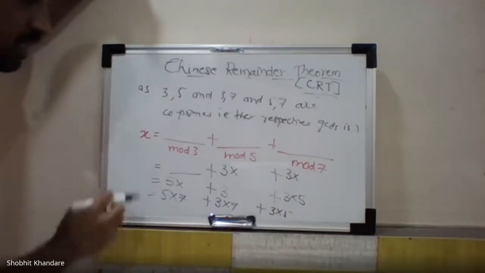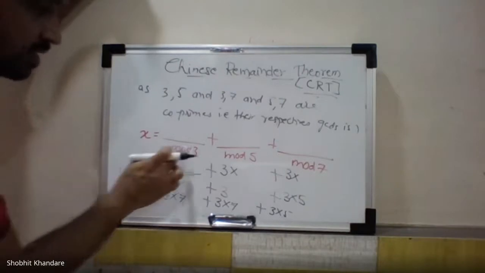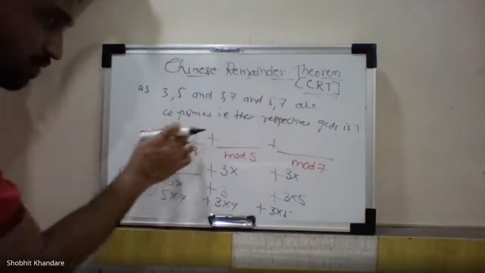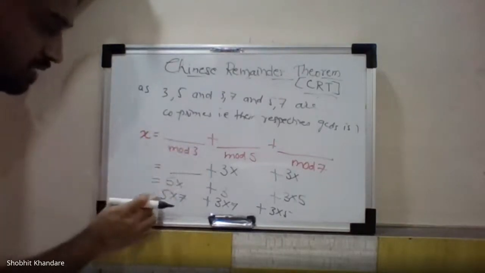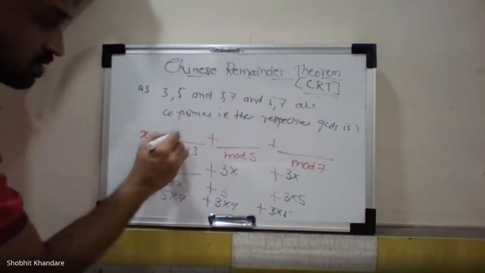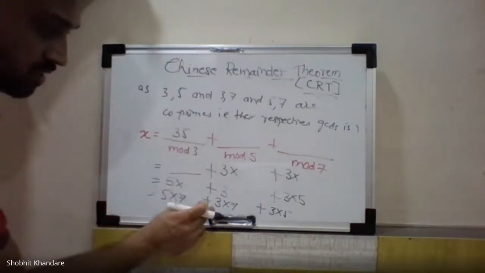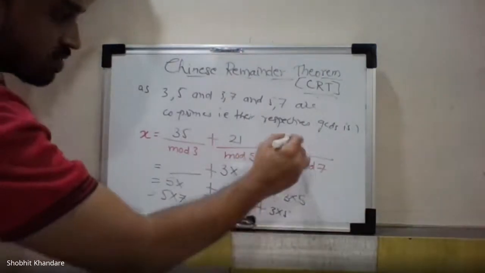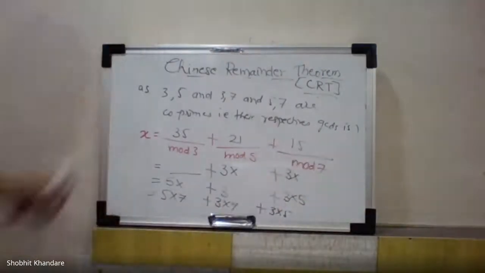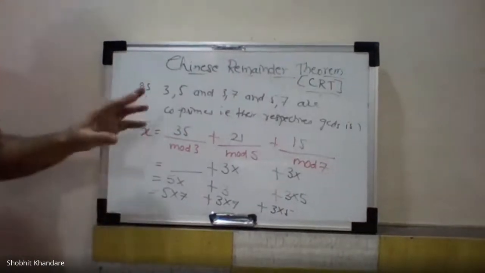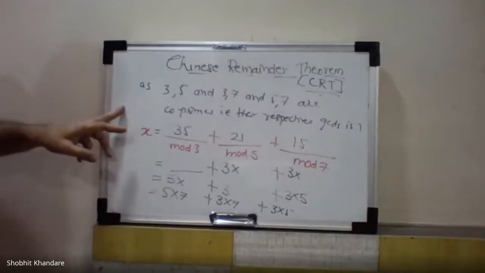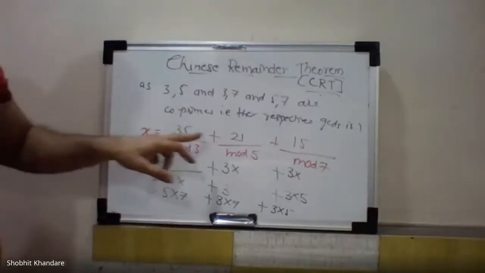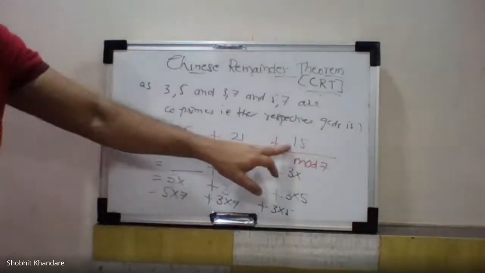So finally, अभी मैं क्या करता हूँ? Okay, I will write it down here. So finally, it is 5 into 7, 35, plus 3 into 7, 21, plus 3 into 5, that is 15. Okay. So we have got x is equals to 35 plus 21 plus 15.